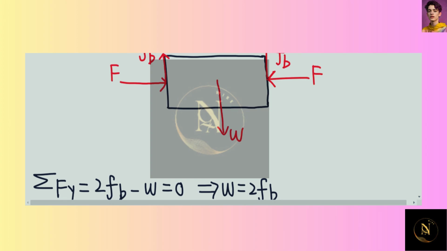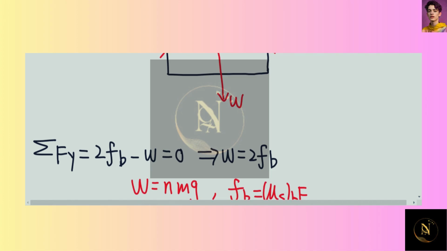Therefore, the net force along the y direction should be equal to 0. So we have 2FB minus W is equal to 0. So therefore, W is equal to 2FB. W here is the gravity of the stack of the books. So we know gravity can be equal to N times mg.